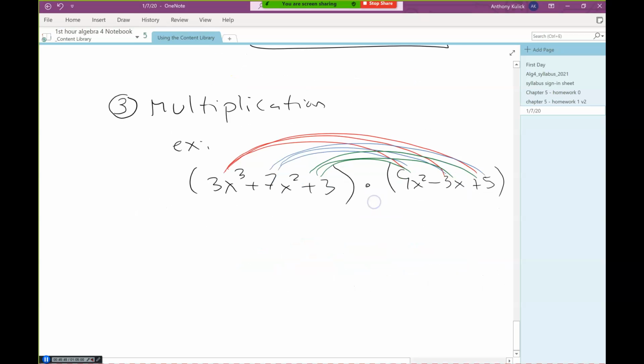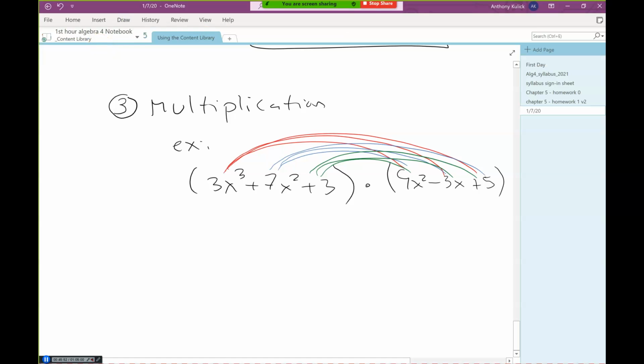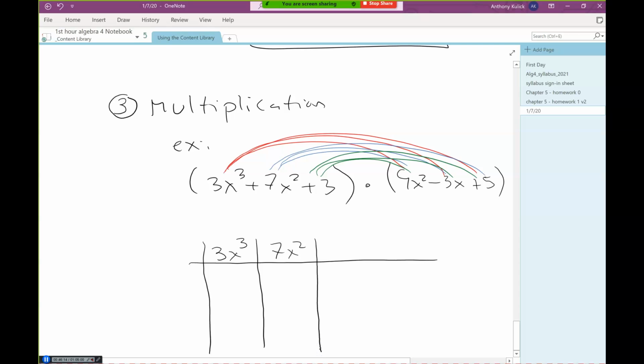What I prefer to do is draw a grid. So what I'm going to do is take one of the polynomials, I'm just going to use the first one, and start making a grid for this. I'm just going to take each term and put it in a column like this.